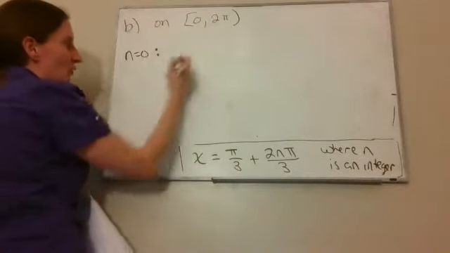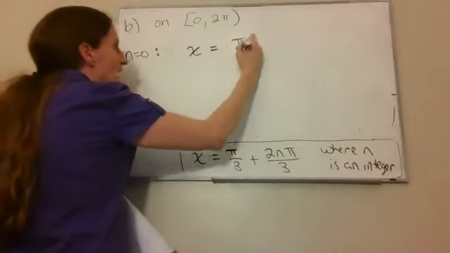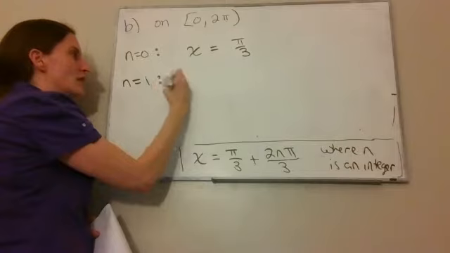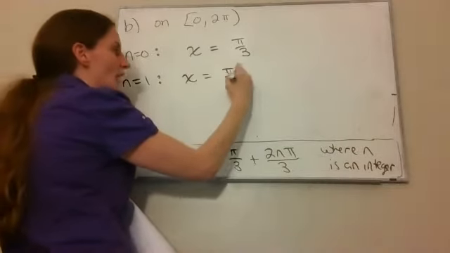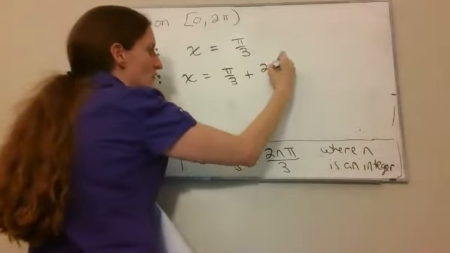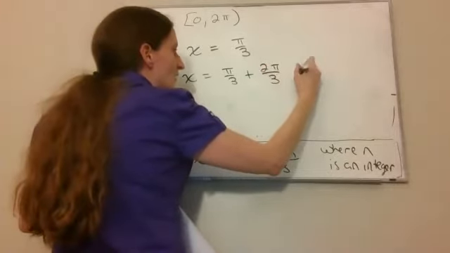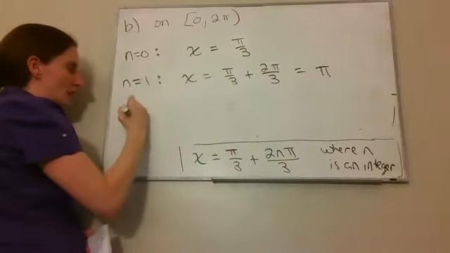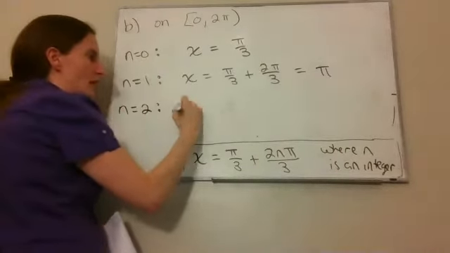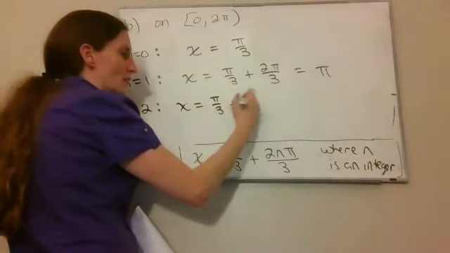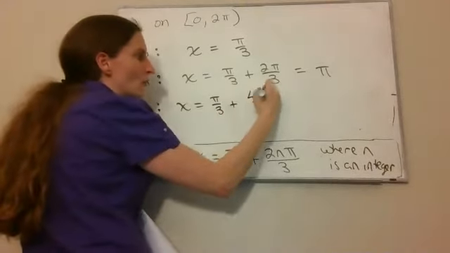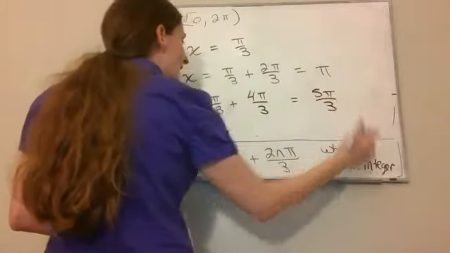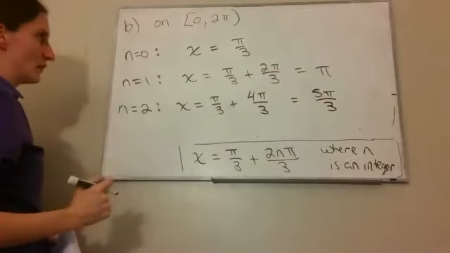If I plug in n equals 0, I have x equals pi over 3, which is in the interval. If I do n equals 1, x is pi over 3 plus 2 pi over 3, which is equal to pi. That is also in my interval. And when n equals 2, x is pi over 3 plus 2 times 2 pi over 3, which is 5 pi over 3. And that is also in my interval.